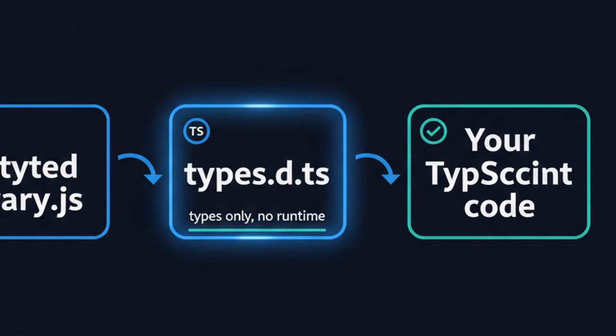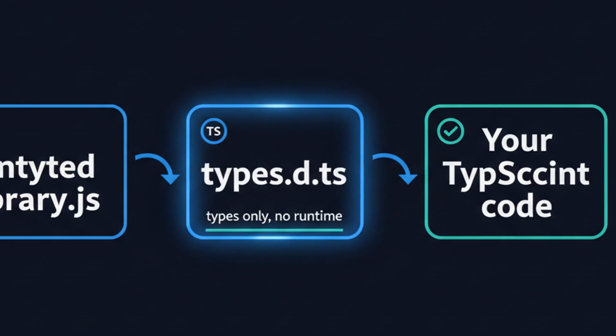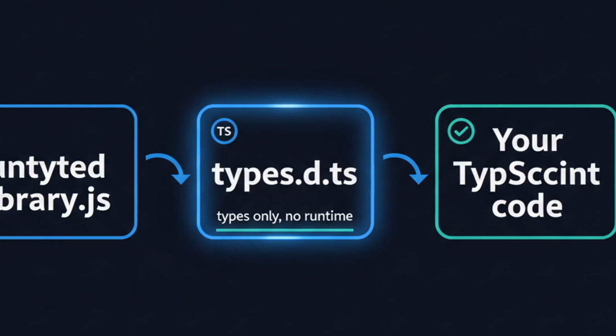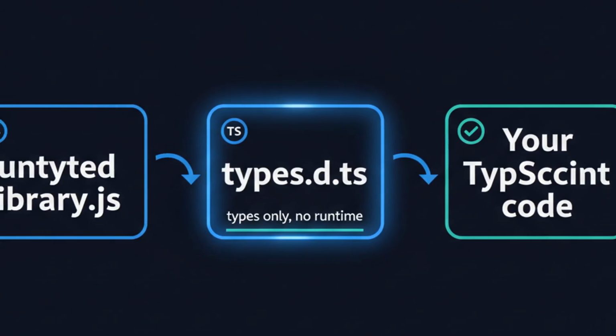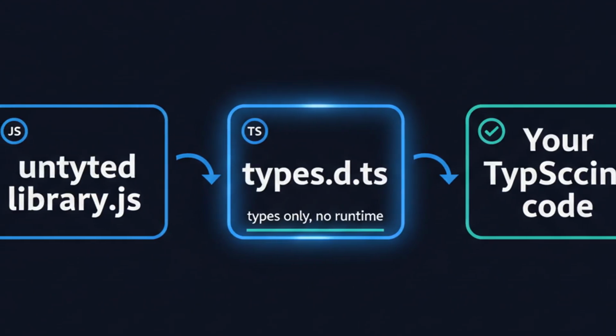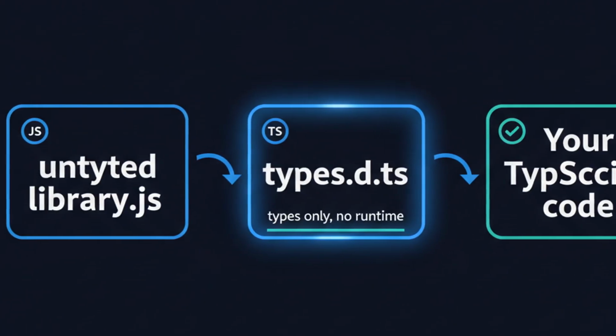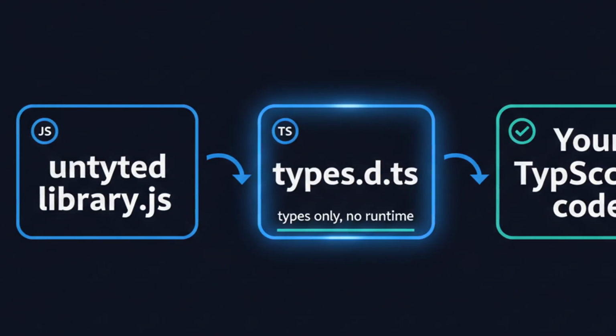Declaration files are TypeScript's way of describing the shape of code without including any implementation. The file extension is .d.ts. The D stands for declaration. Think of them as a contract. They tell the compiler what types exist but contain zero runtime logic. When you import Lodash or a legacy jQuery plugin, TypeScript reads these files instead of the actual JavaScript to know what you're allowed to do.